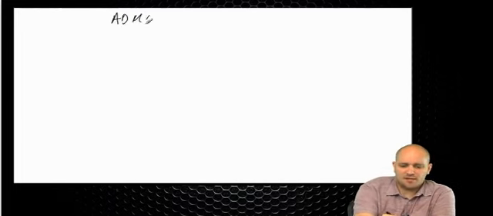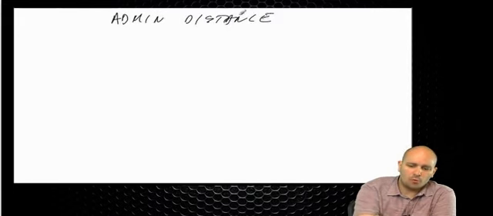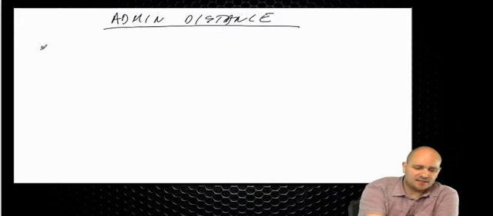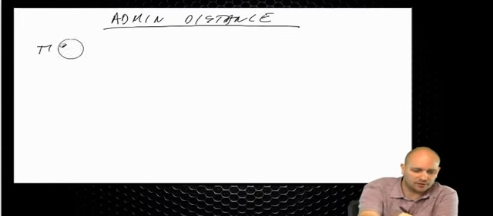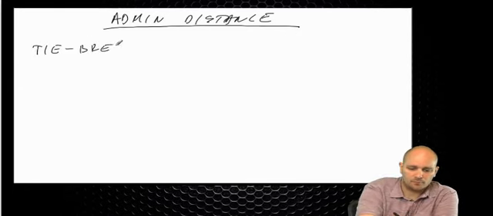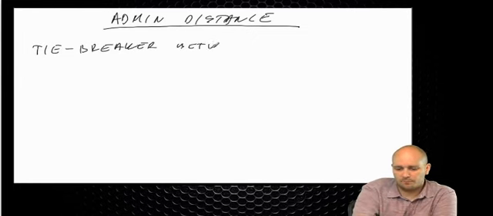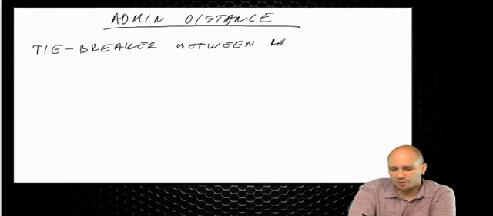Now, the first thing that I'm going to talk about is the administrative distance. Now, we all know what the admin distance is. It's a tiebreaker between routing sources.